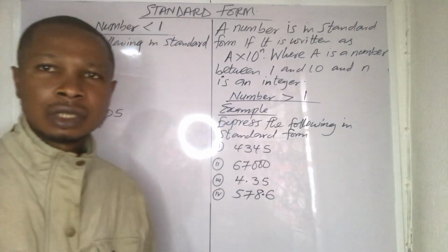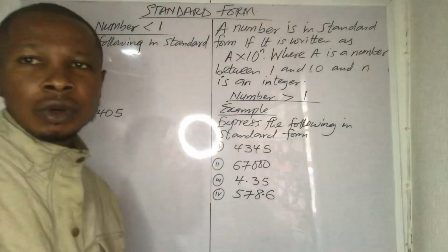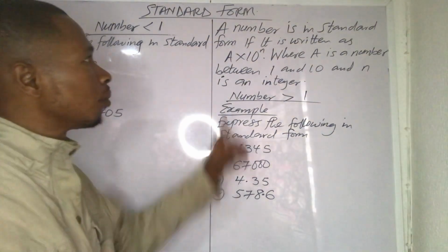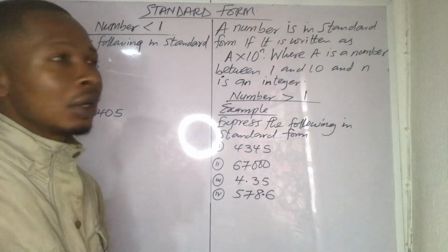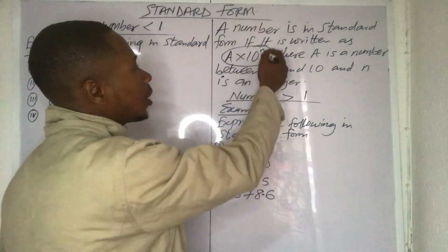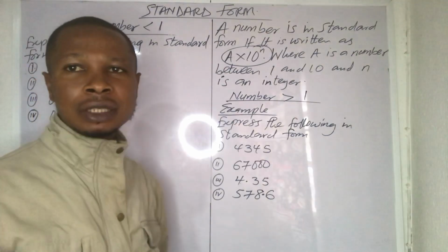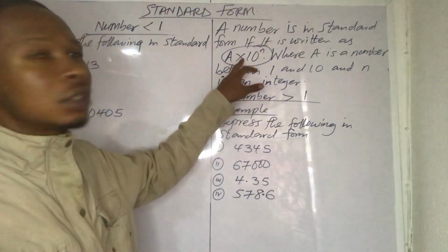I want to look at standard form of numbers. Now, a number is said to be in standard form if it is written in the form a times 10 raised to power n. Before you can say a number is in standard form, it must follow this format.